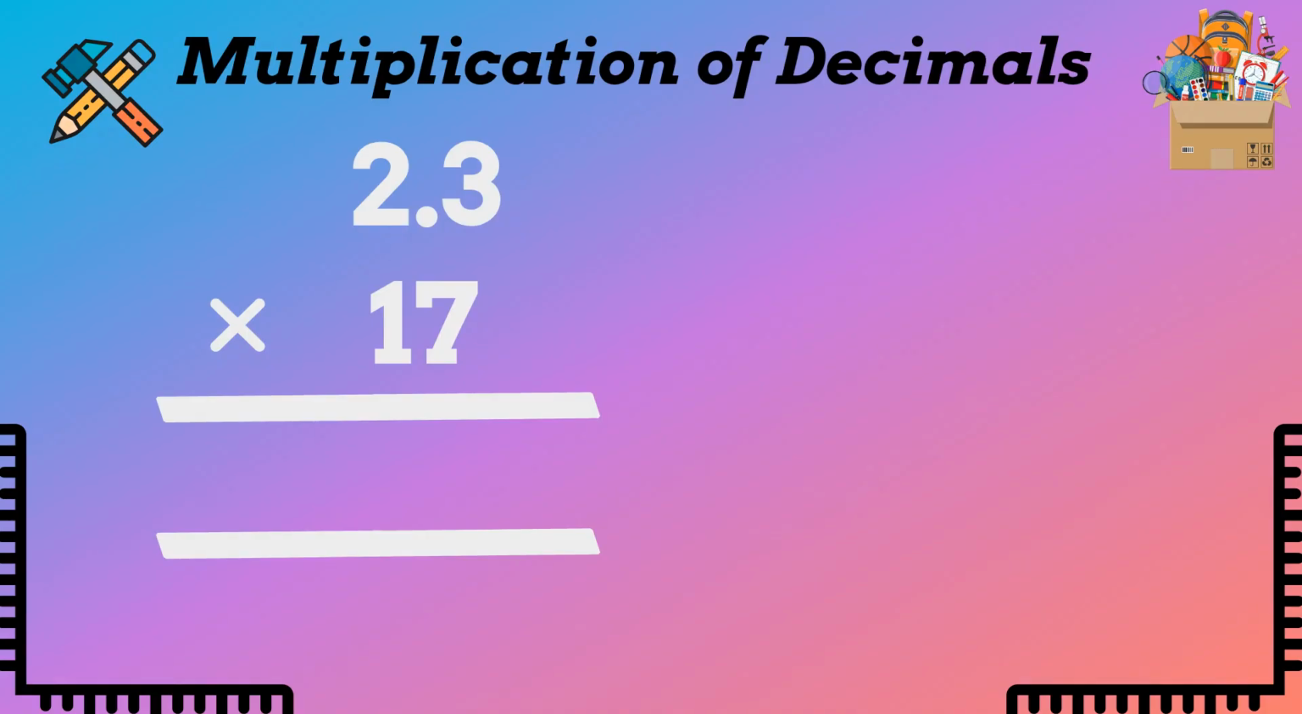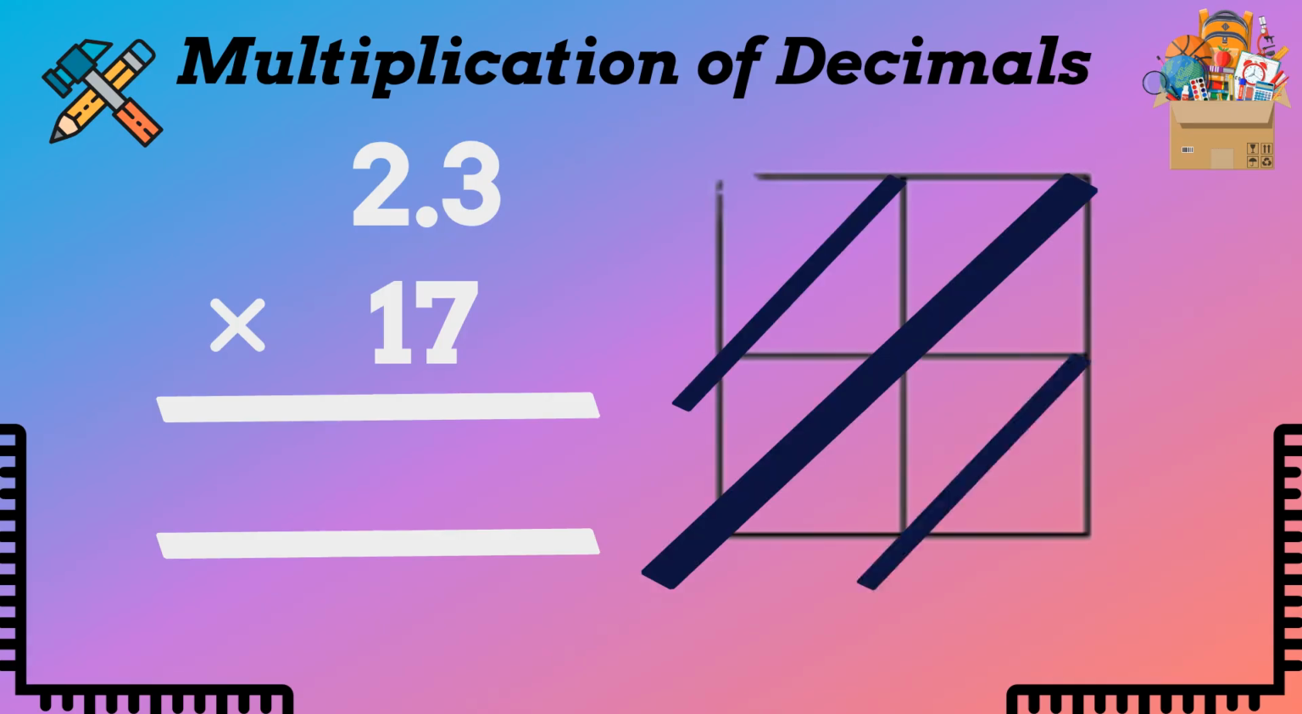Now for our next example, we are going to multiply a 1-digit decimal number by a 2-digit whole number using the lattice method. We have 2 and 3 tenths multiplied by 17. First, let us draw our lattice block. We place 2 and 3 to the top. Remember, when we multiply, we ignore the decimal point, so we will just have 23 to the top and 17 to the side. Let's start with our first square.